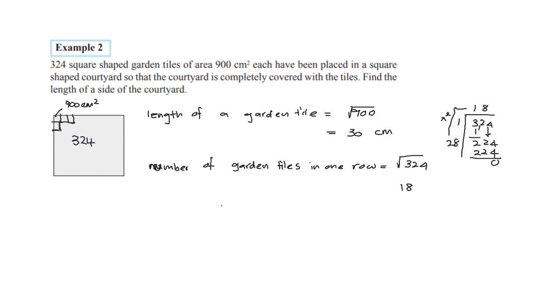Length of a side is equal to 18 into 30, which is 540 cm. In meters, 5.4 meters. Okay, now you can try exercise 2.3. Thank you for watching.